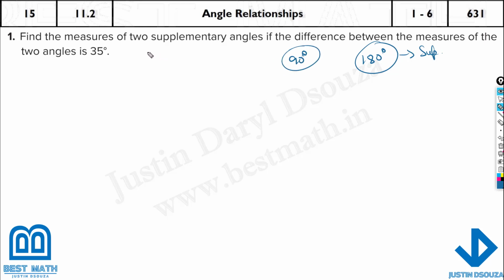Now here they have told we need to find two measures. Imagine there is 30 degrees as one measure, what is the other measure? If they are supplementary, all you need to do is 180 degrees minus 30 degrees, that is 150 degrees. So the two angles would be 30 and 150 degrees. They will make each other supplementary, because supplementary means when you add them up, it should be 180.